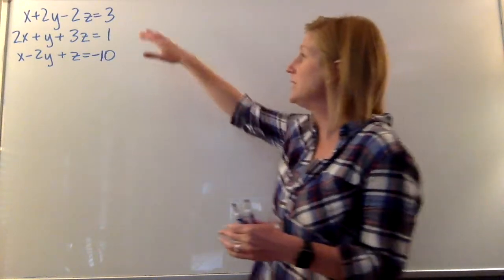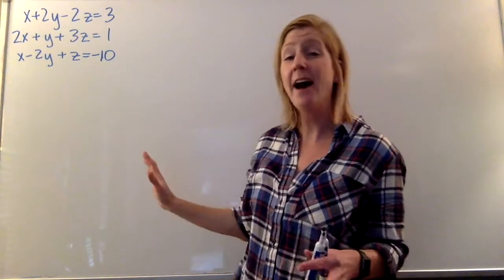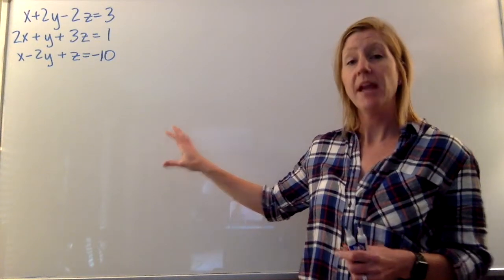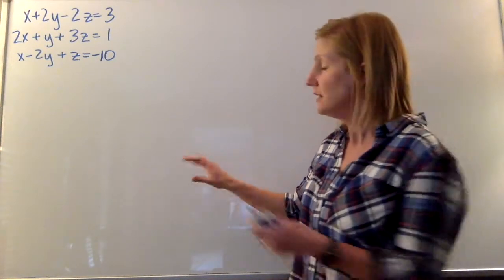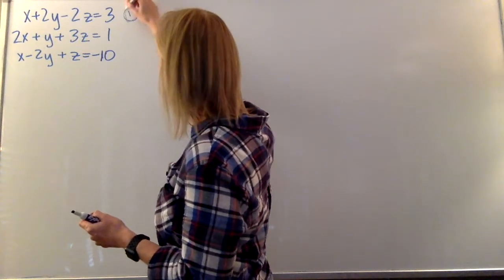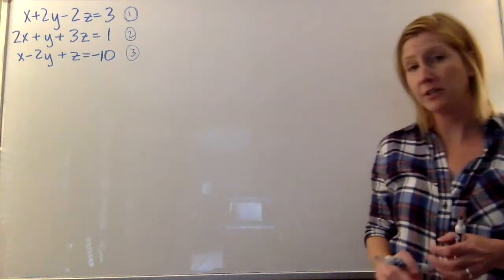The goal is we're going to take these three equations, use two at a time, and eliminate one of those three variables. And you'll see what happens after we do that. So I'm going to label these. This is equation 1 up here, number 2, and number 3. So that's how I'm going to refer to them.